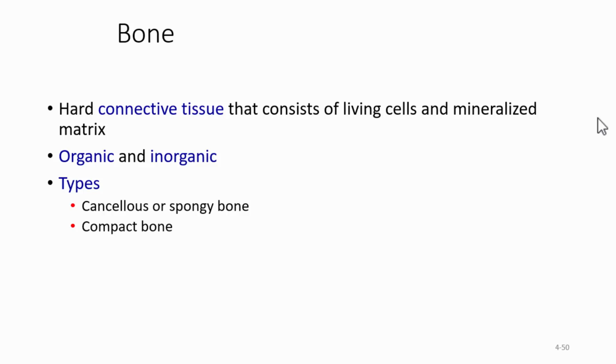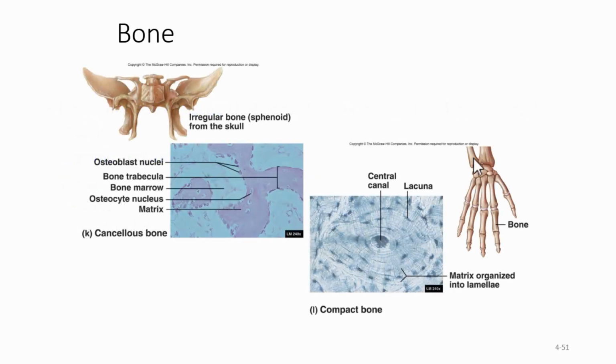It's going to be more porous like that, whereas compact bone is going to be solid. It'd be like a piece of hard plastic, basically. So here's an example of, well, this would be spongy or cancellous bone under the microscope. This would be compact bone under the microscope.